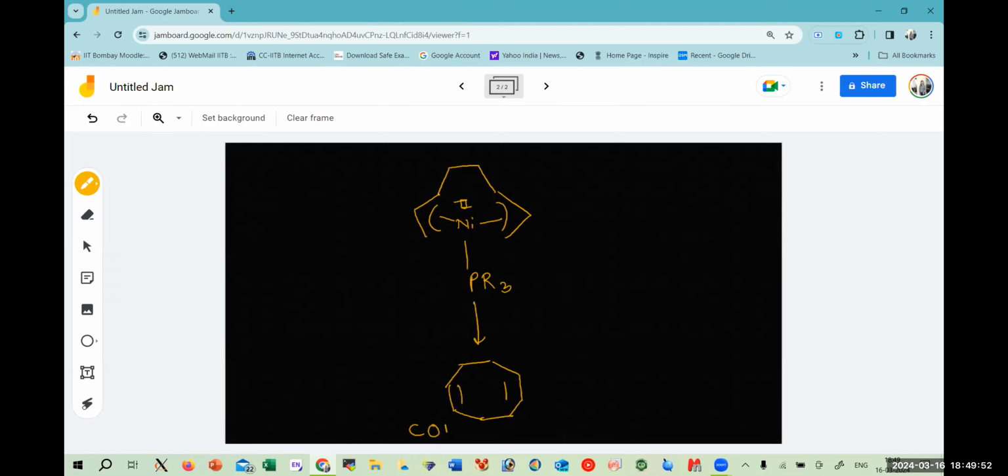Cyclic octadiene. So these two will combine together to give you this one. The second possibility, if it exists this way, the nickel, one of the two allyl bonds, if they form the sigma bond and the other double bond is outside.